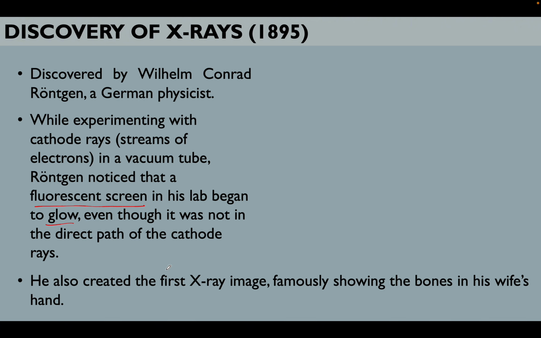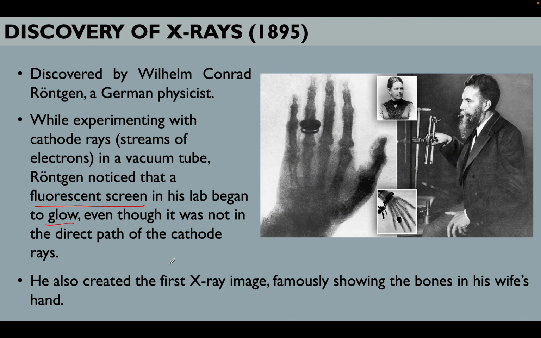He realized that there was an unknown type of radiation being emitted from the tube, which could pass through solid materials like paper and flesh, but was blocked by denser substances like bone and metal. So he discovered X-rays, which are a form of high-energy electromagnetic radiation. He also created his first X-ray image, famously showing the bones in his wife's hand. Here is the original X-ray image of his wife's hand. That is the first X-ray image created by Röntgen.